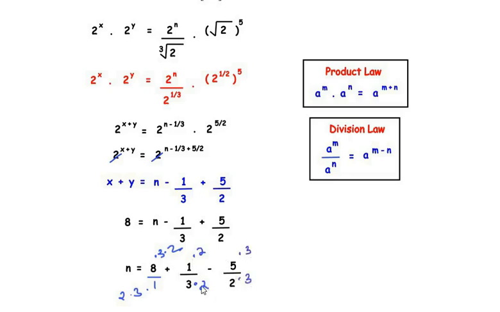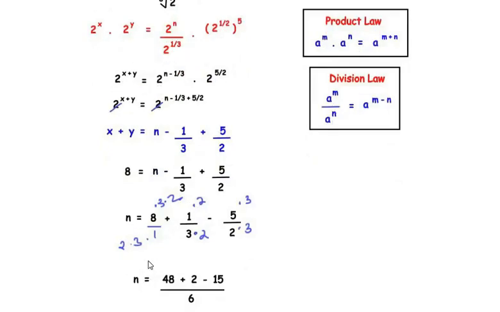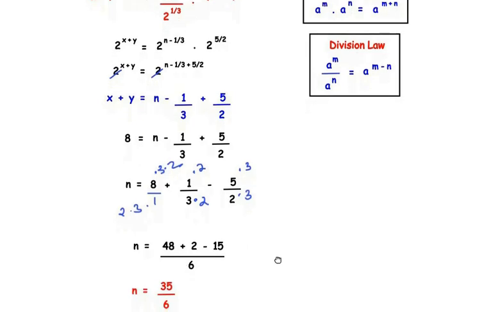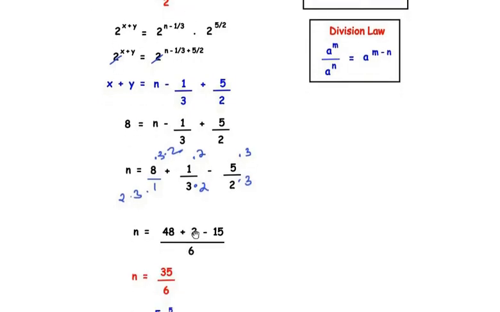So here, simplifying this, we get n is equal to 3 times 2 is 6. So 8 times 6 gives us 48 plus 1 times 2 gives us 2 minus 5 times 3 gives us 15 divided by a common denominator, that is 1 times 3 is 3 and 3 times 2 is 6. Now this denominator also becomes 6, that is 3 times 2 is 6 and 2 times 3 also gives us 6. So here we get a common denominator 6. Now simplifying this numerator, we get 48 plus 2 is 50 and 50 minus 15 is 35. So the value of n we get here is 35 over 6.